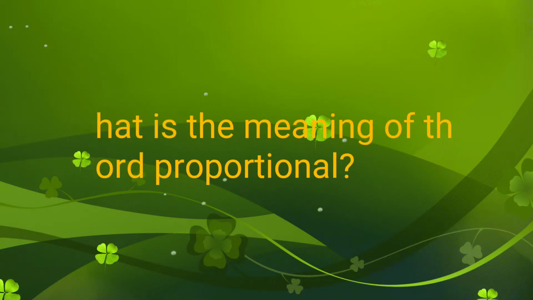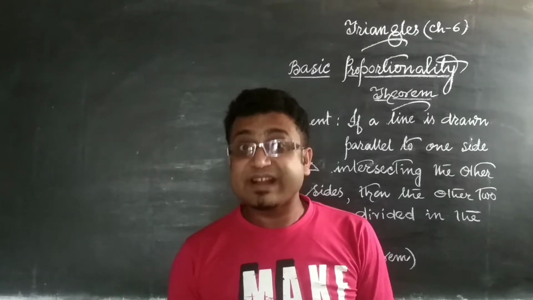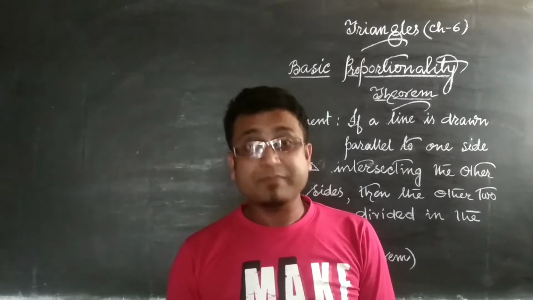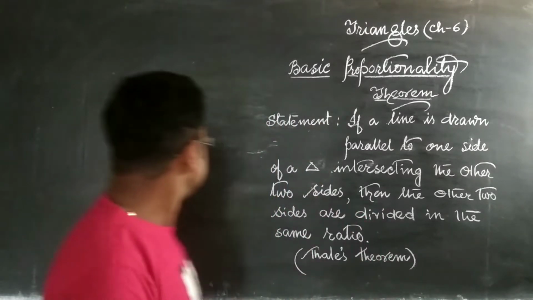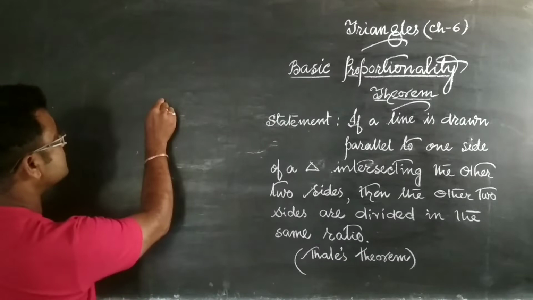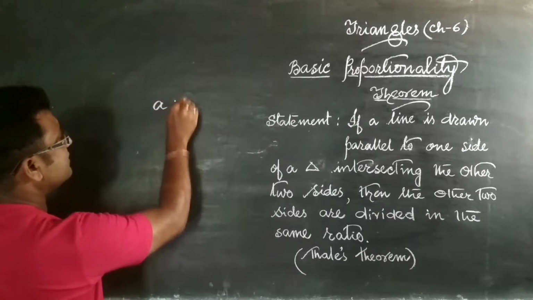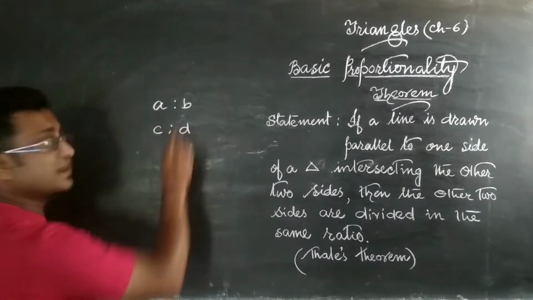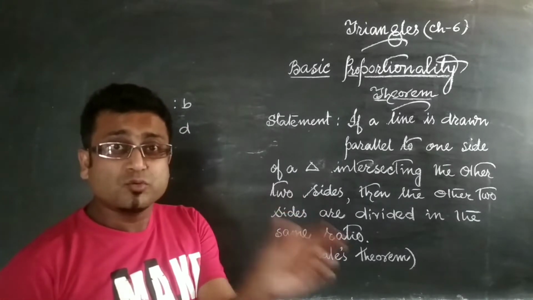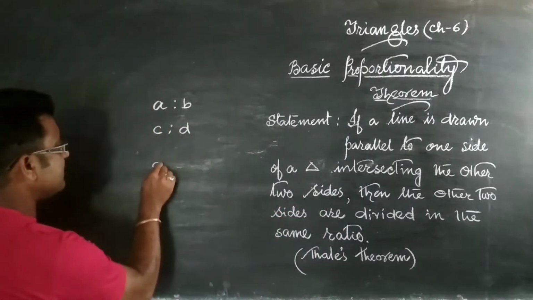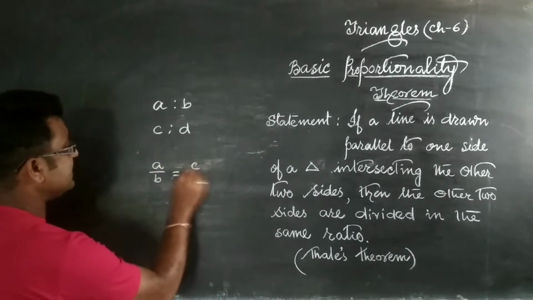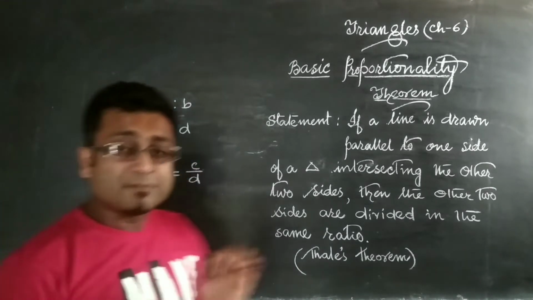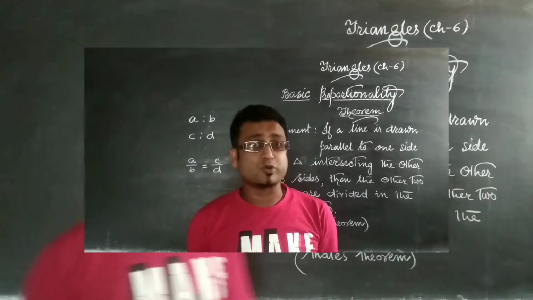What is the meaning of the word proportional? As you must have done in class 7 and 8, in the chapter Ratio and Proportion, whenever I say two ratios are there, suppose A is to B, this is one ratio, and C is to D, another ratio. Whenever we say the two ratios are equal, say A by B equal to C by D, then we say the numbers A, B, C, D are in proportion.